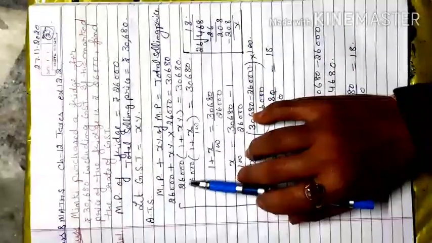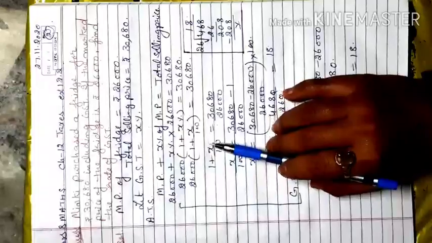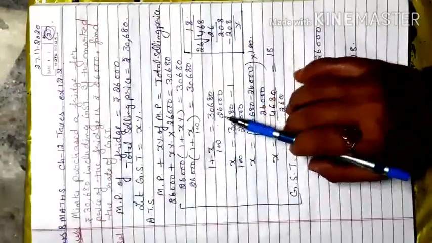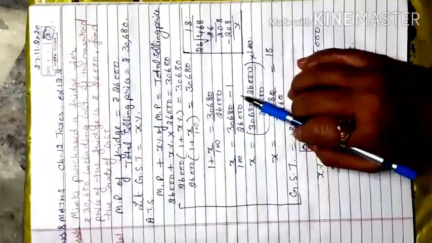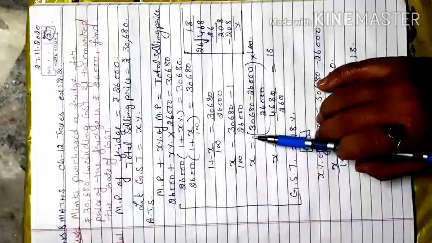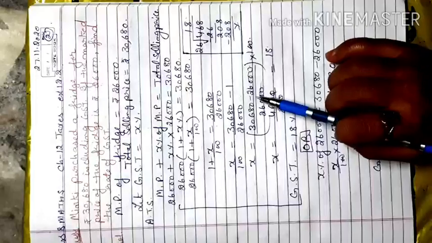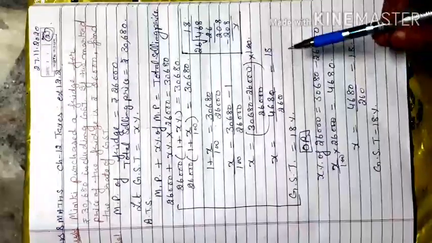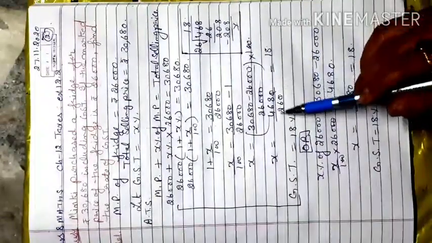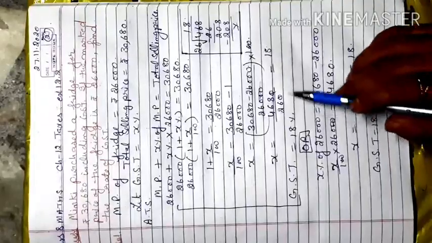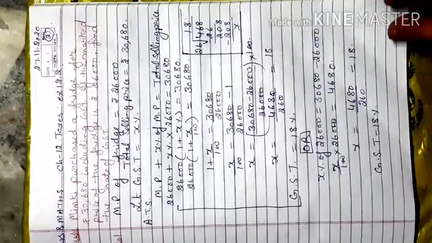But if you take 26,000 common, 1 plus x percent, first you cross multiply, then transpose to the other side. After taking the LCM, 30,680 minus 26,000 will give you the same value. 4,680 by 260 gives you 18 after division. That is 18%.